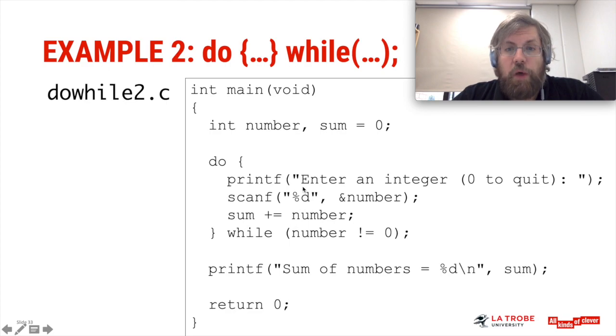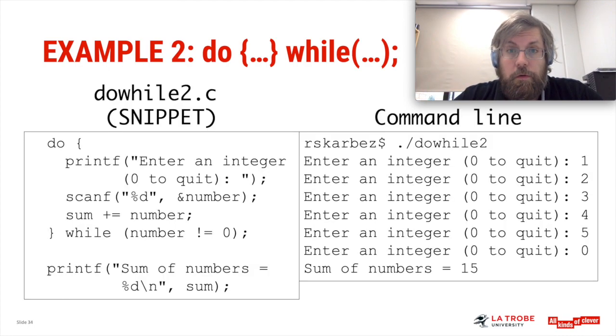So I want the user to tell me the numbers he or she or they is typing in, right? So here's a snippet of that code where we have just the do while loop. So we say enter an integer, 0 to quit, 1. Okay? 1 is not equal to 0. So we loop. Enter an integer, 2.